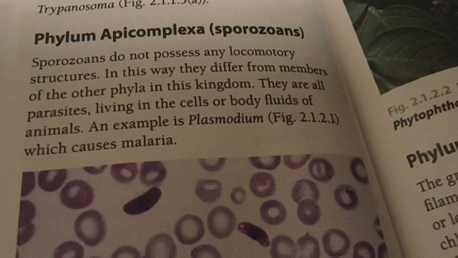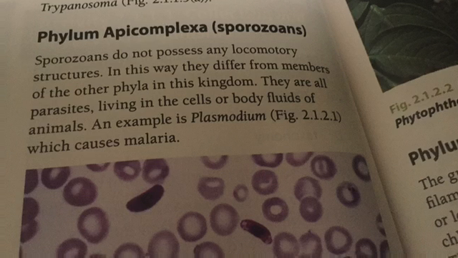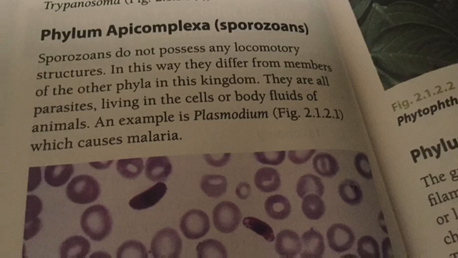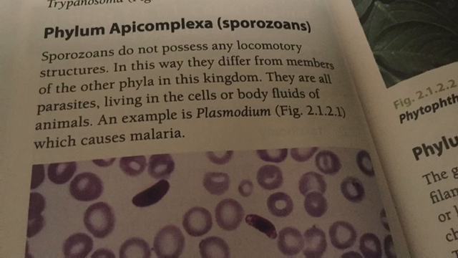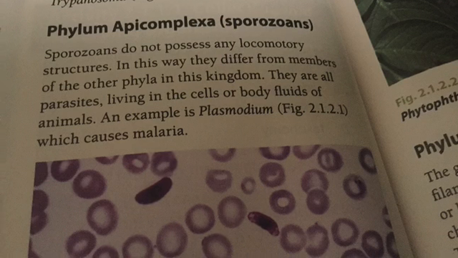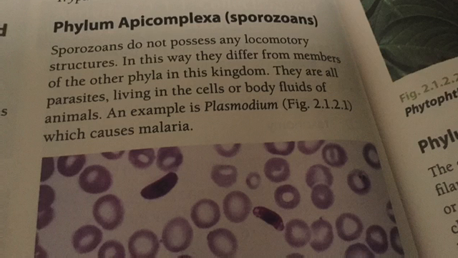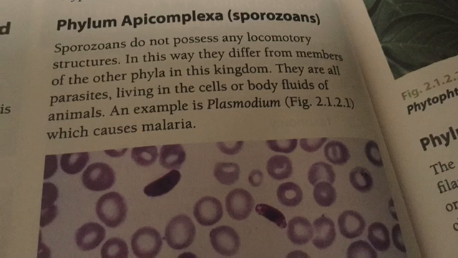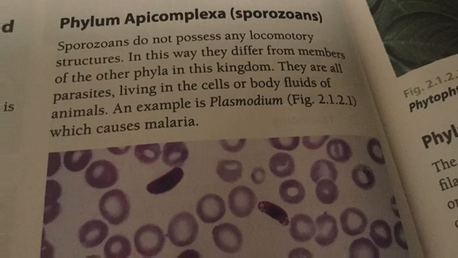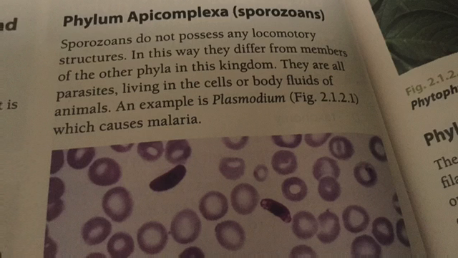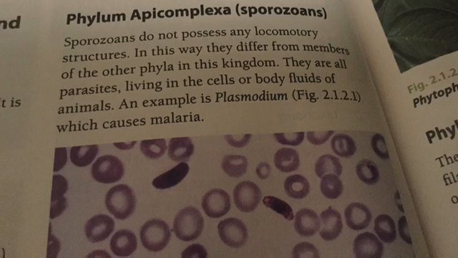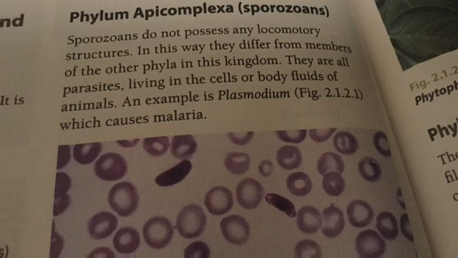Phylum Apicomplexa. Sporozoans do not possess any locomotory structures. In this way, they differ from members of other phyla in this kingdom. They are all parasites living in the cells or body fluids of animals. An example is Plasmodium, which causes malaria.